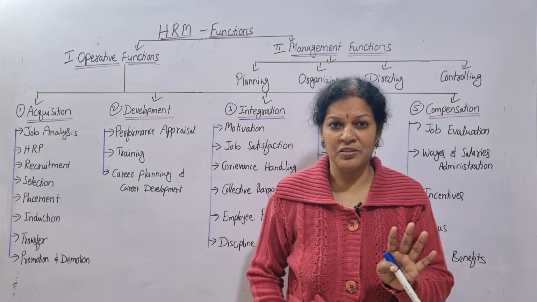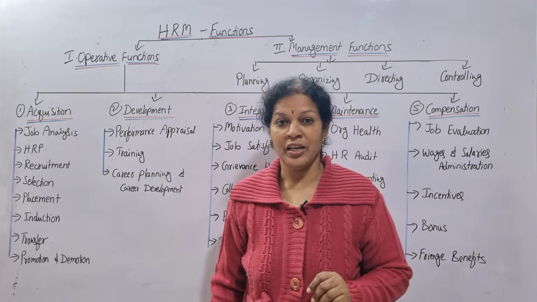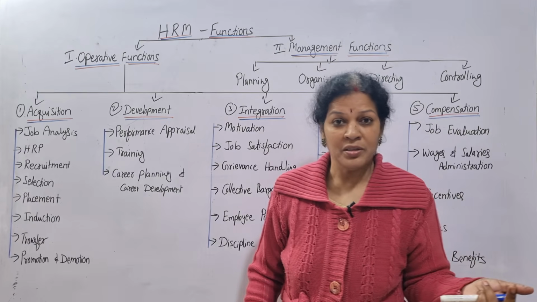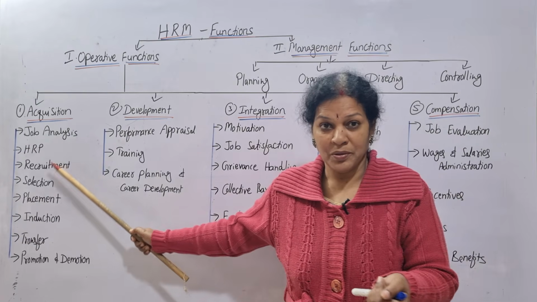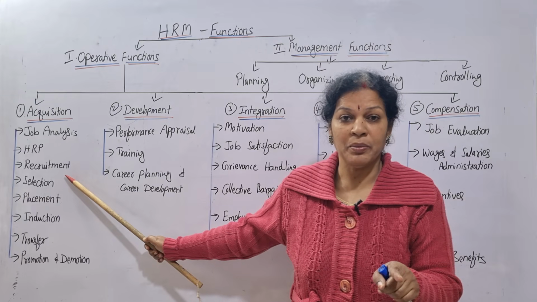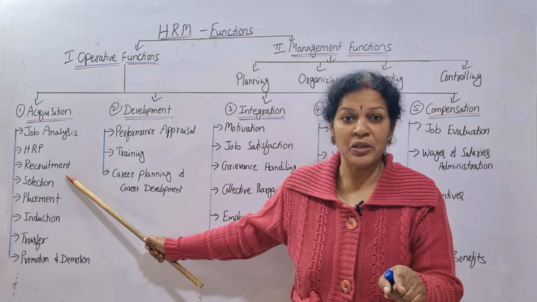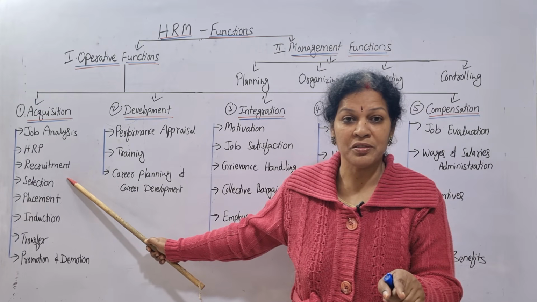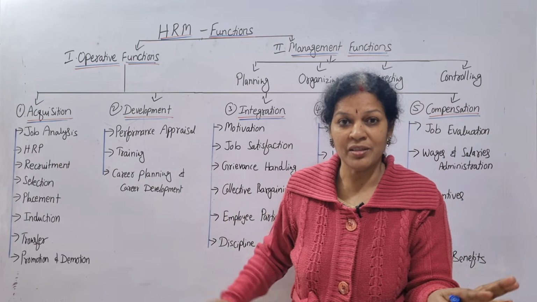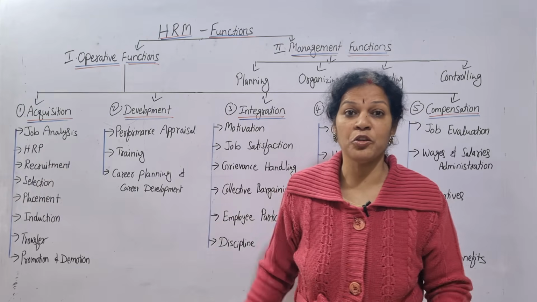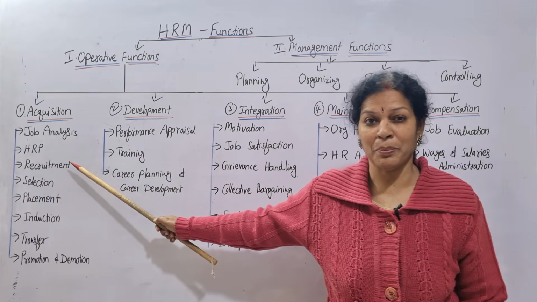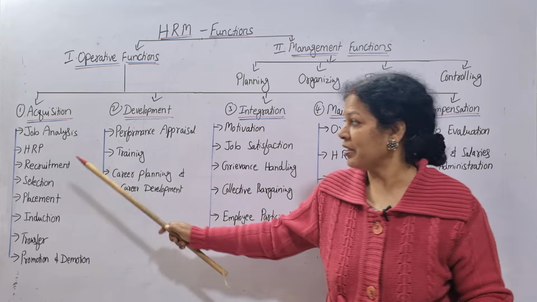Once job analysis is clear, then we can go for HRP, human resource planning. Human resource planning means: for that job, who is going to be appointed? Who will be the right candidate? What will be his qualification? What should be his experience? Is he capable? Does he have the skills? All these things we consider under human resource planning. Job analysis is over, then after that we plan the human resource planning, HRP.